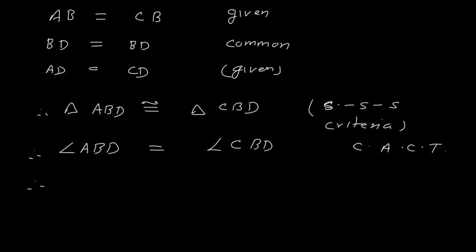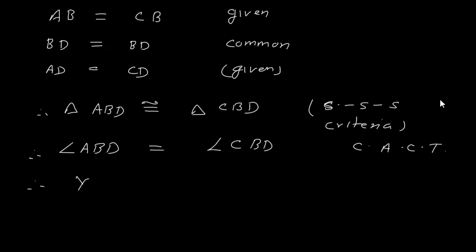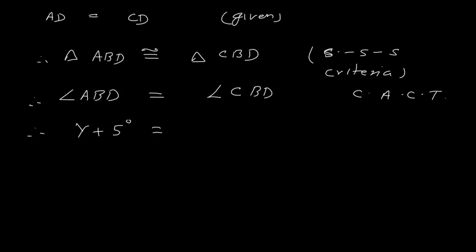Therefore, angle ABD is y plus 5. So therefore, y plus 5 degree is equal to, on the other side we have 46 degree. So therefore, the value of y is 46 degree minus 5 degree, which is equal to 41 degree.